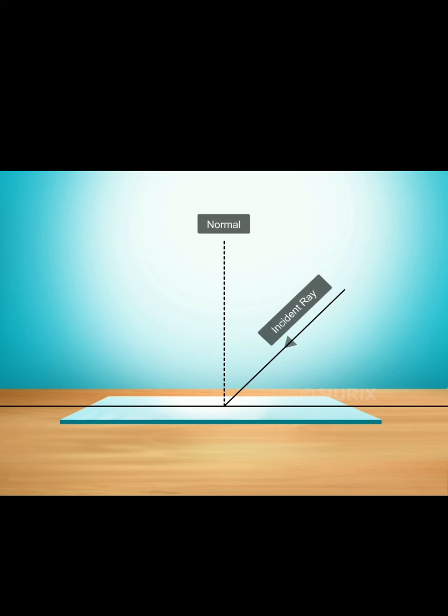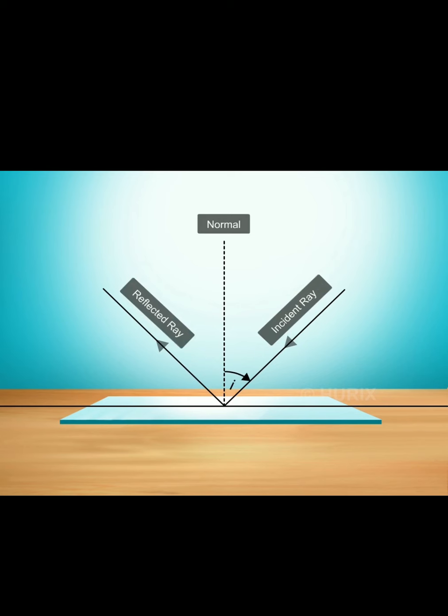To understand reflection, we need to define certain terms. The perpendicular drawn at the point of contact of the light ray on the reflecting surface is called the normal. The light ray which strikes the reflecting surface is called the incident ray. The light ray which bounces back into the same medium after reflection from the reflecting surface is called reflected ray.